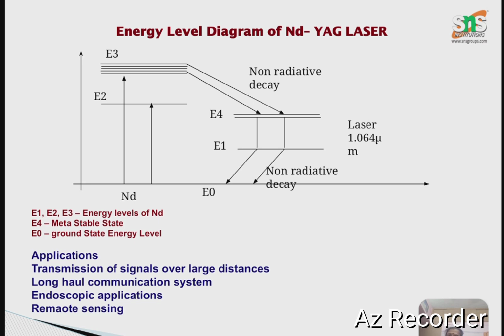The energy level diagram shows the transition here, and the Nd3+ atoms can be moved to E2 and E3 level. From E3 to E4 there is no radiation, by emitting the decays, and E4 to E1 will emit the laser, that is 1.064 micrometer, and E1 to E0 is non-radiative decay. So during that time there is no radiation.